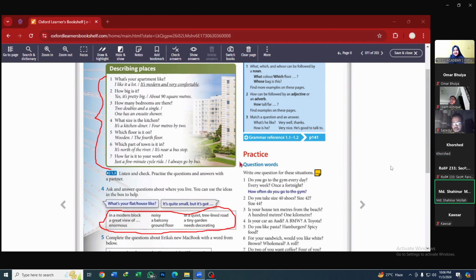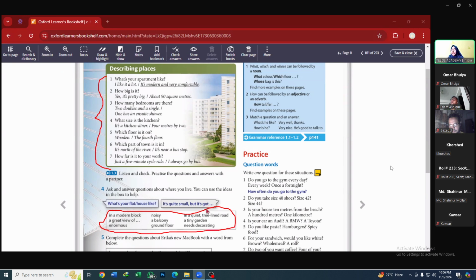It is 5 minutes on walkway. Okay, so it is a 5 minute walk away. Very good. Thank you so much, Mr. Khorshid and Mr. Shaheen. Well done, all of you. All of you did great.